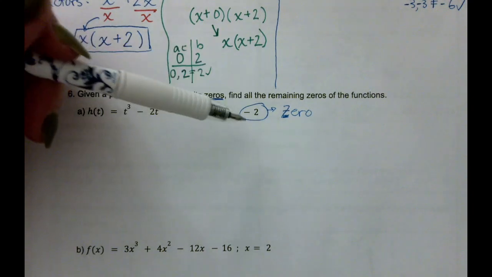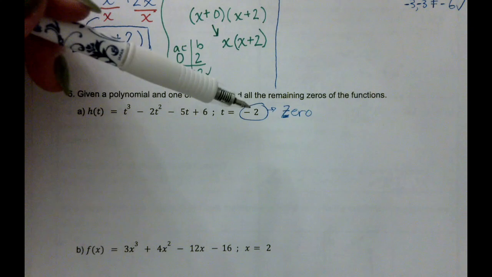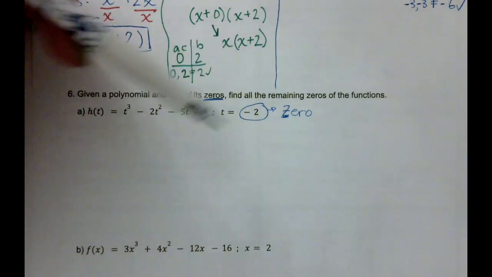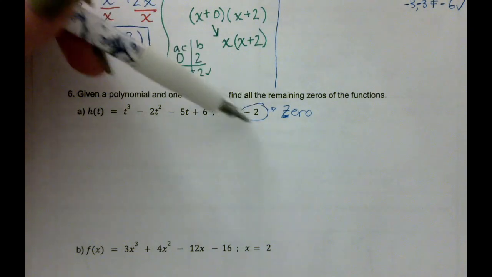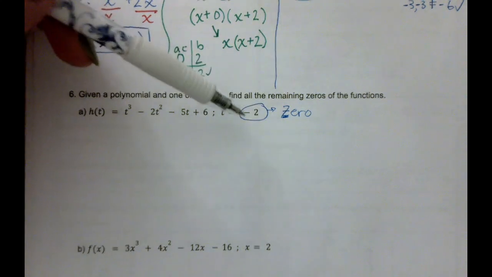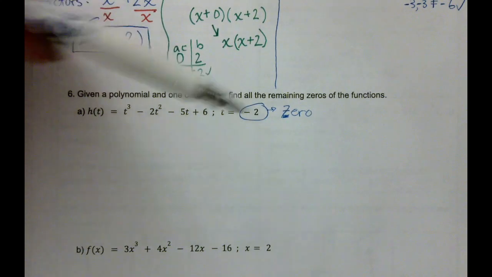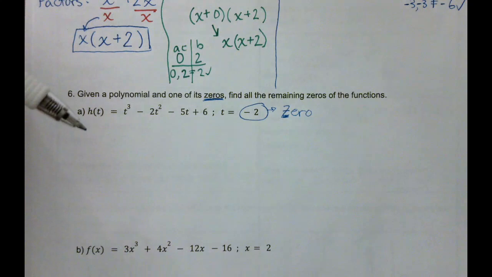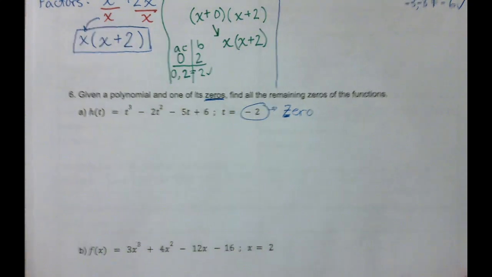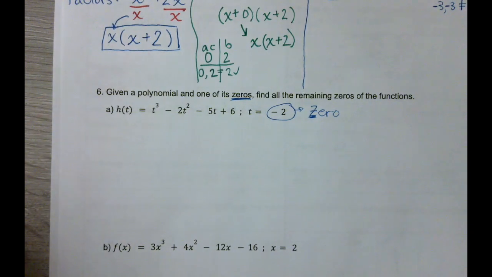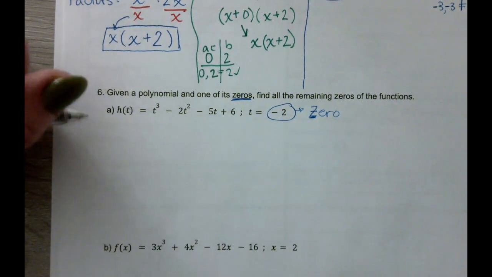Now this time we know that this is a 0, not a factor. So remember, that means with synthetic division, I do not change this sign. This is the number I divide by. And then when I am solving, I'm not just factoring, I also have to solve, so set it equal to 0. So this creates a little bit more work for me. So let's start with the synthetic division.